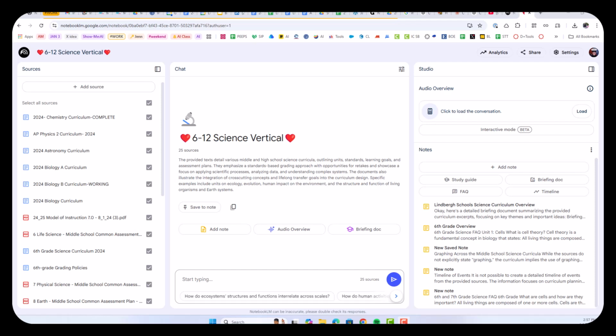What I want to talk to you today about is NotebookLM. This is an AI tool that is free from Google. Think of it as a notebook with AI power behind it.